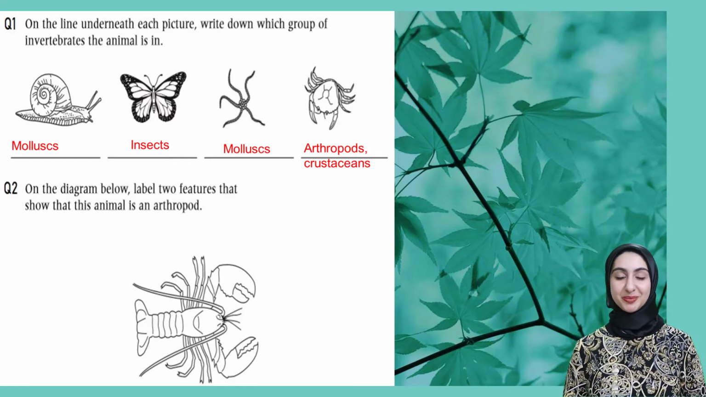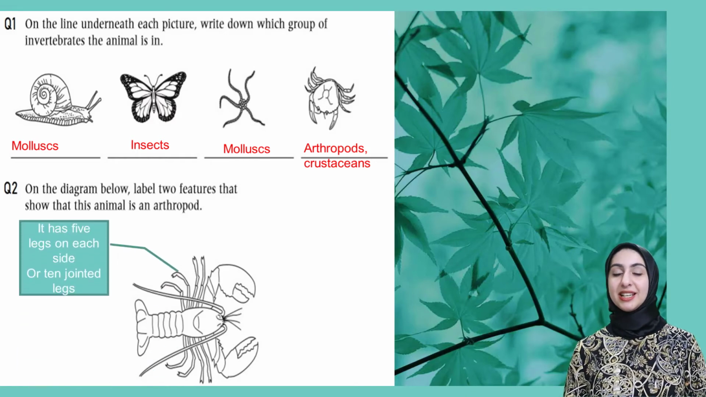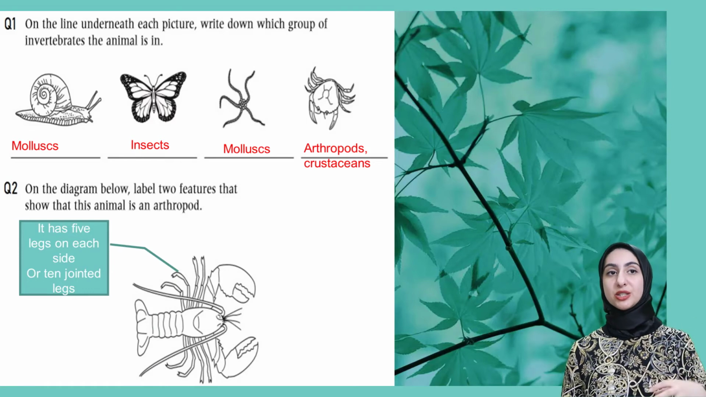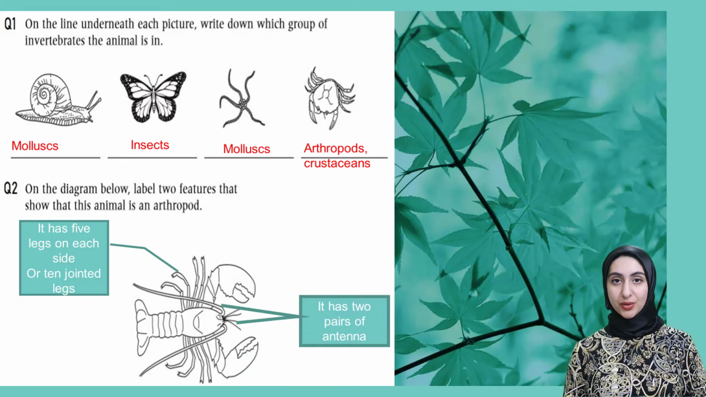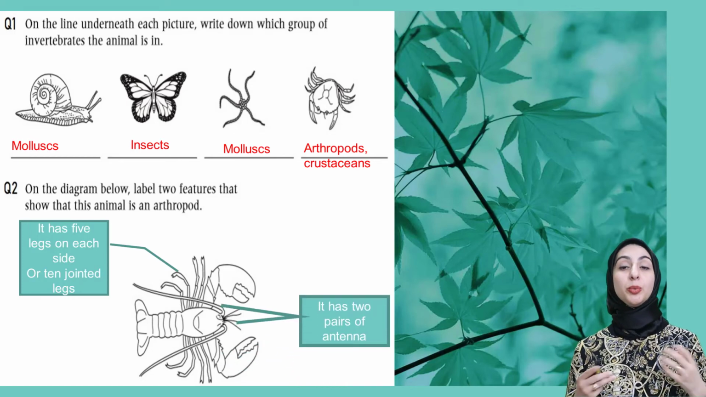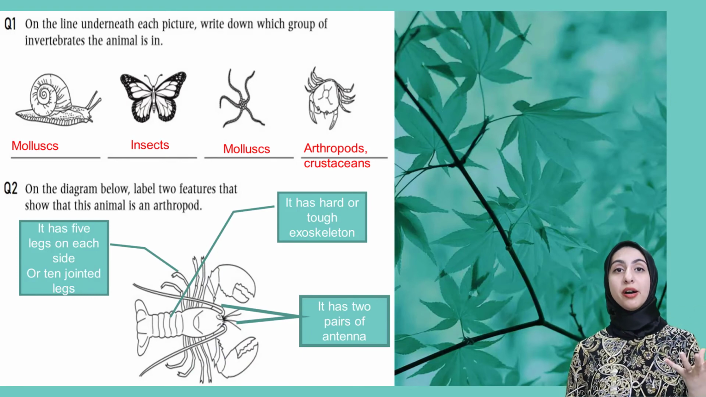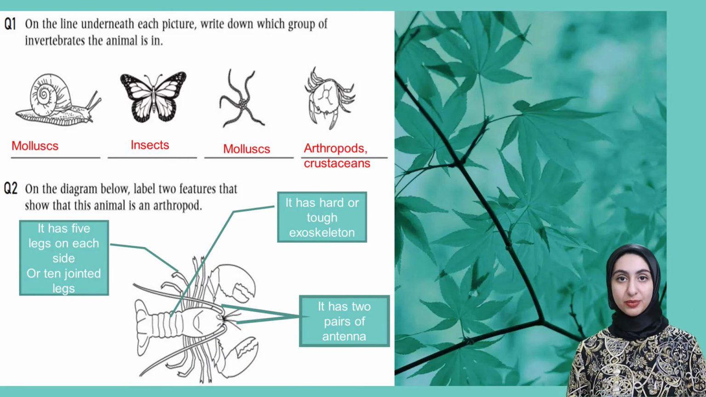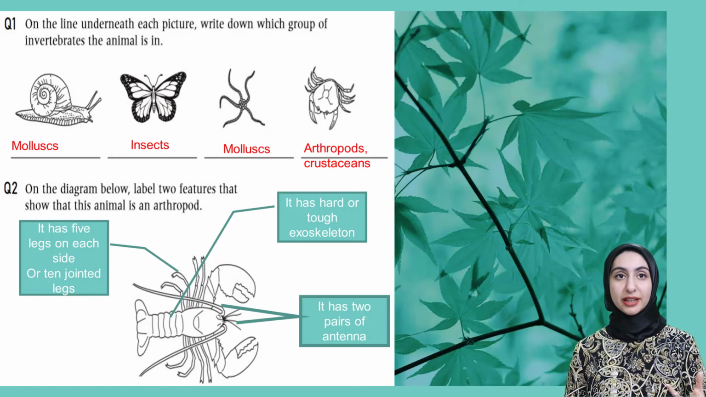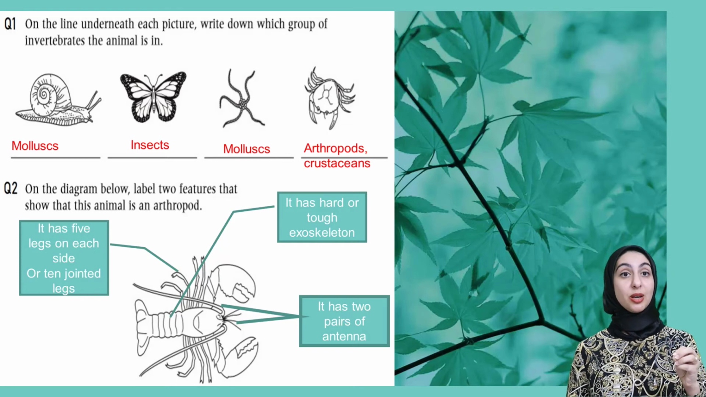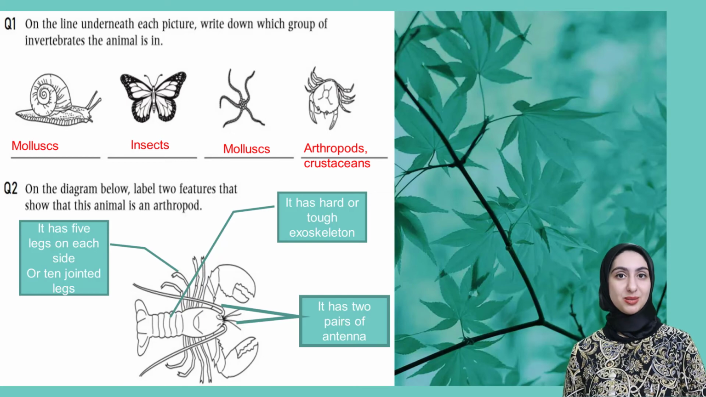Think. Yes, it has 5 legs on each side, or we can say 10 jointed legs, right? And also it has 2 pairs of antennae. It also has a hard or tough exoskeleton. So all of these things make it classified as an arthropod, which is classified into crustaceans.